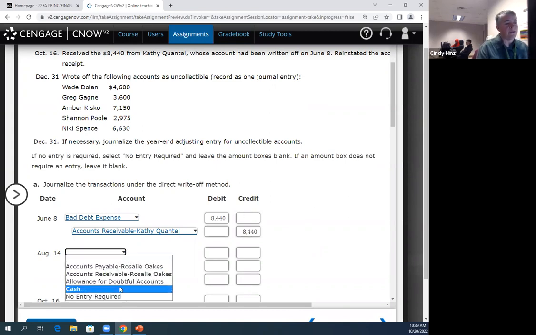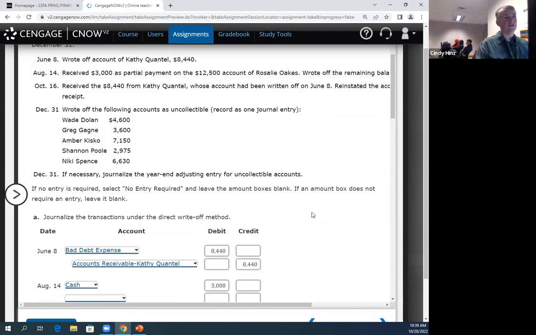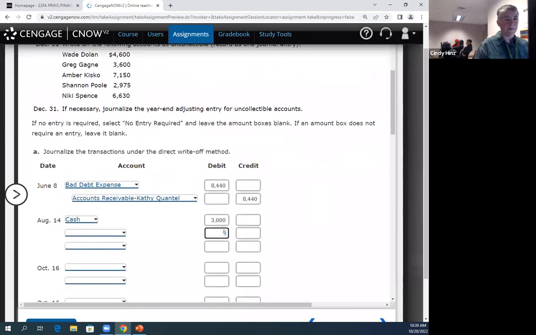So we need to show that we received that cash. We did receive $3,000. But that was 3,000 of the 12,500 she owed us. So there's another 9,500 that we're not going to be able to collect. And since this is the direct write-off method, that remaining balance on her account, we're going to write off as a bad debt expense. And then again, we're going to remove that total receivable from our balance sheet.